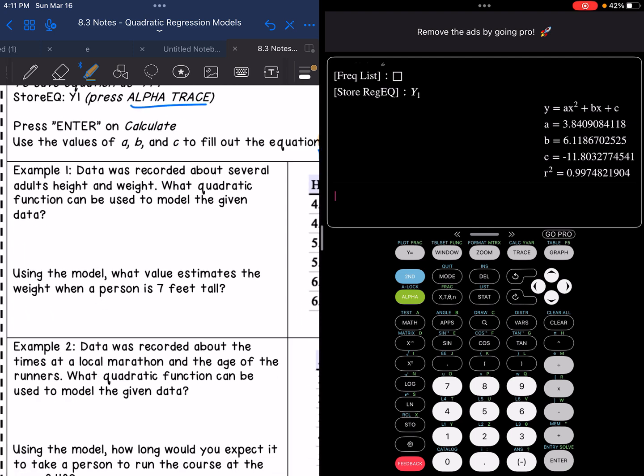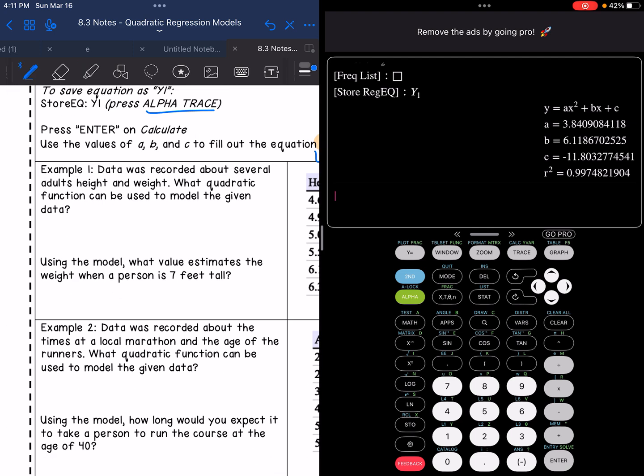I'm just going to go ahead and round to the nearest hundredth since it didn't give me any specific instructions on what to do there. And so this is going to be y equals, I need my a, so 3.84 x squared plus b, which is 6.12 x, and then our c is negative, so we're going to say minus 11.80. All right, so that is what we have.